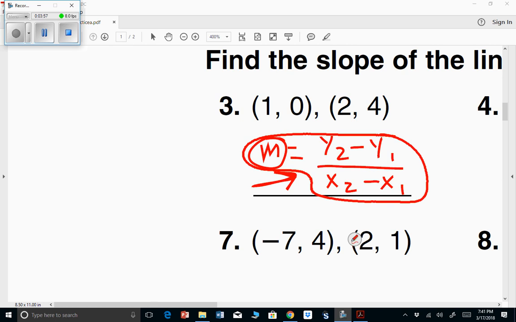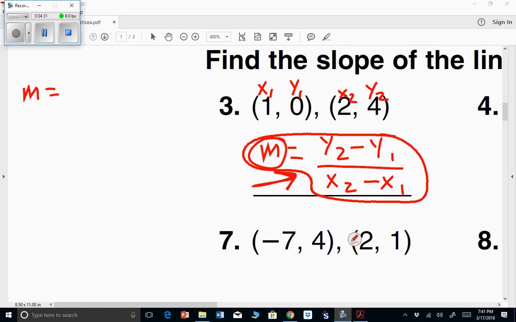You need y sub 2, y sub 1, x sub 2, and x sub 1, and let's just label them. The first number in an ordered pair is always an x value, and the second one is always a y value. X sub 1 is just the first x value. X sub 2 is the second x value. Y sub 1 is the first y value, and y sub 2 is the second y value. So now you just plug those things in.